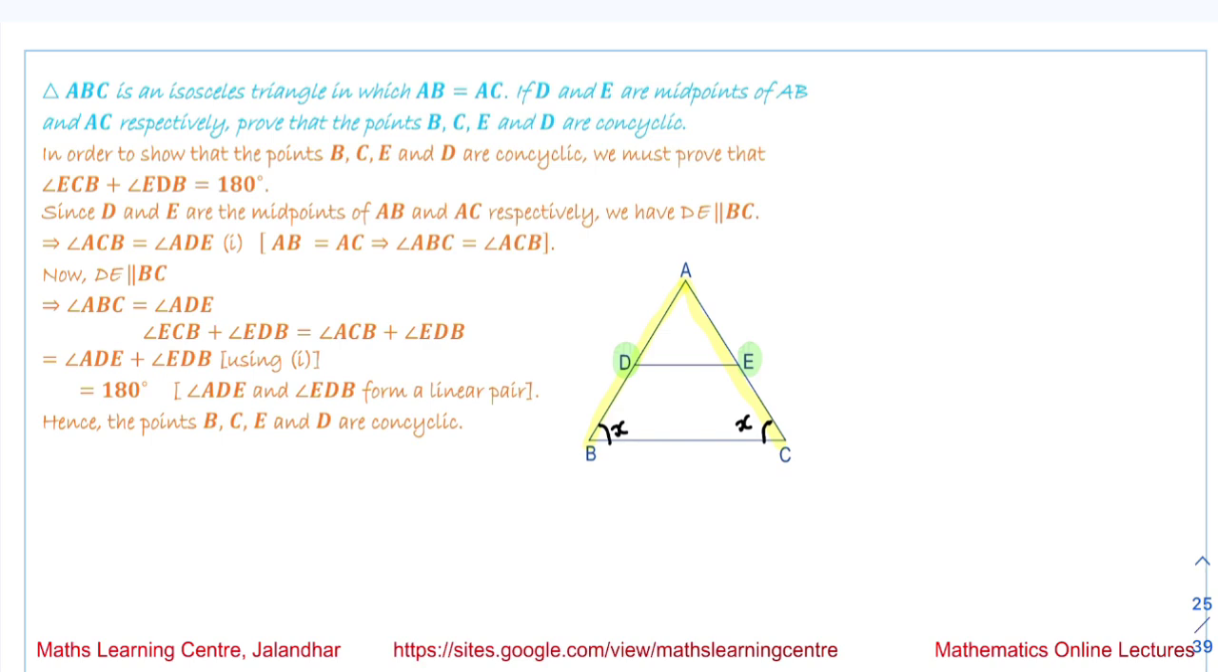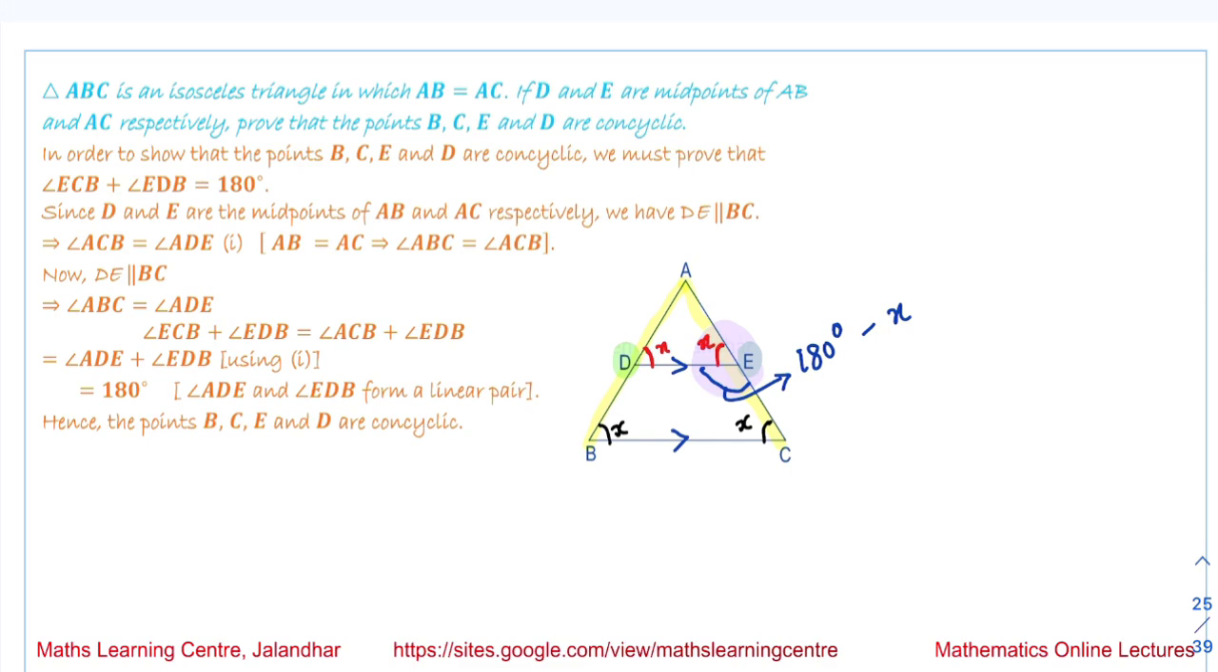Now D and E, these are the midpoints of side AB and AC. So what we have is that this DE and BC, these two are parallel by midpoint theorem. It means if this angle at B is X, then this angle at D over here is X, and this angle at E over here is also X degrees. Now we look at this angle at E. What is the value of this remaining angle over here? It is 180 degrees minus X. This is the value of the angle at E.